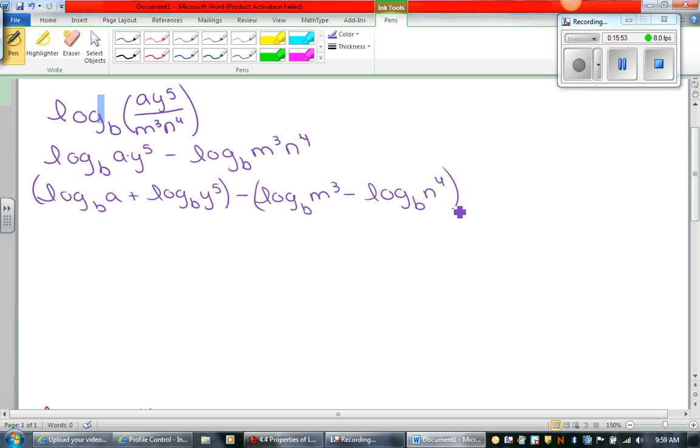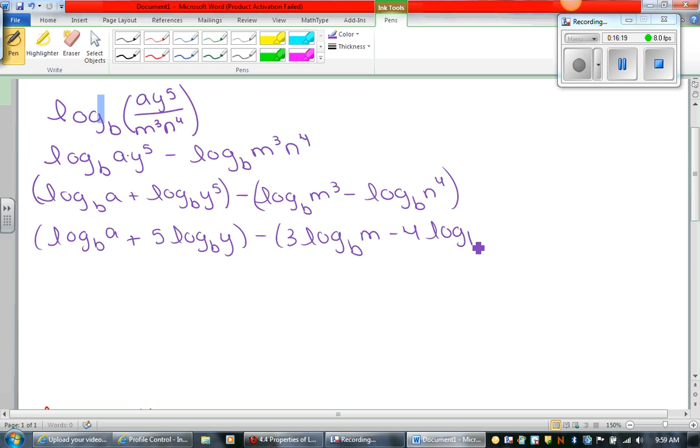And then one more step, we've got those exponents to deal with, so we're going to go ahead and move those. And I'm going to keep these parentheses because it basically means that these were grouped in the numerator together, these were grouped in the denominator together, and I like them that way. Plus 5 log base b of y minus 3 log base b of m minus 4 log base b of n. And there it is in expanded form.